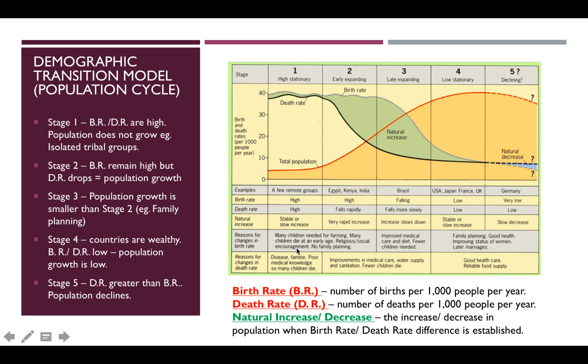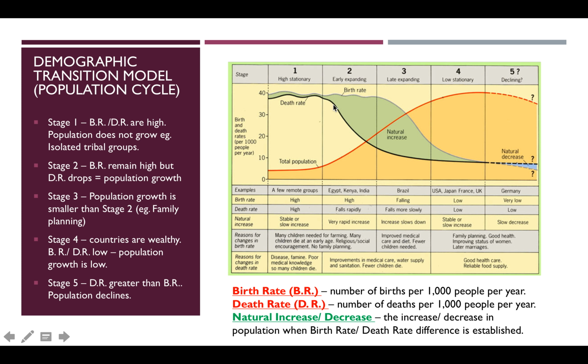And the reasons for the birth rate: many children are needed for farming because of the lack of food, for example, and they might die at an early age, or there might be religious or social encouragement in that region, for example, a lack of contraception. And there'll be no family planning. And then the reasons for the death rate are, as we said, disease, famine, poor medical knowledge. So many children are dying because of this. So that's your high stationary, stage 1.